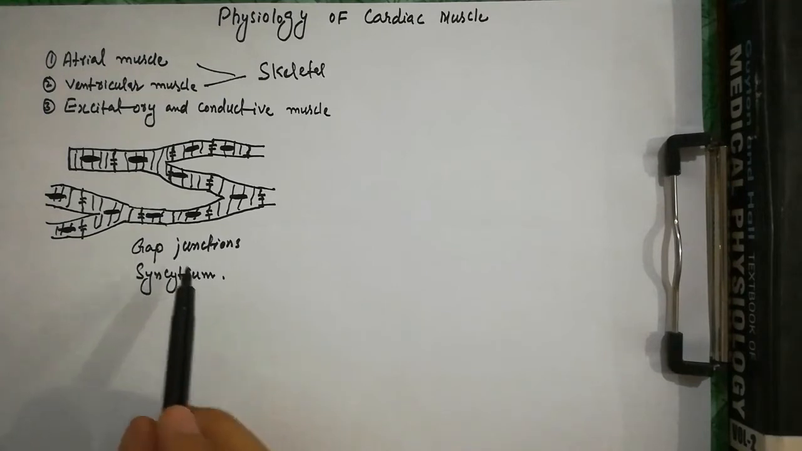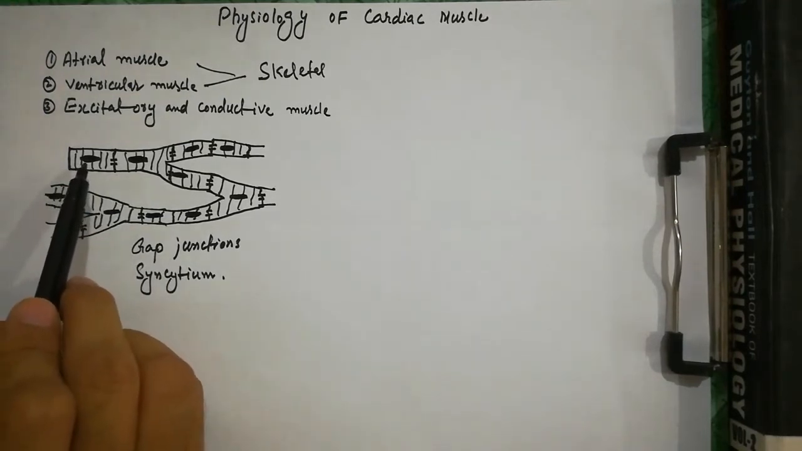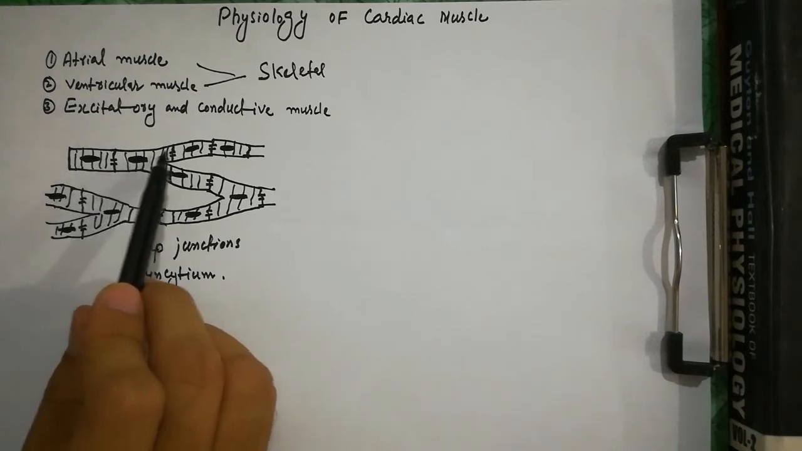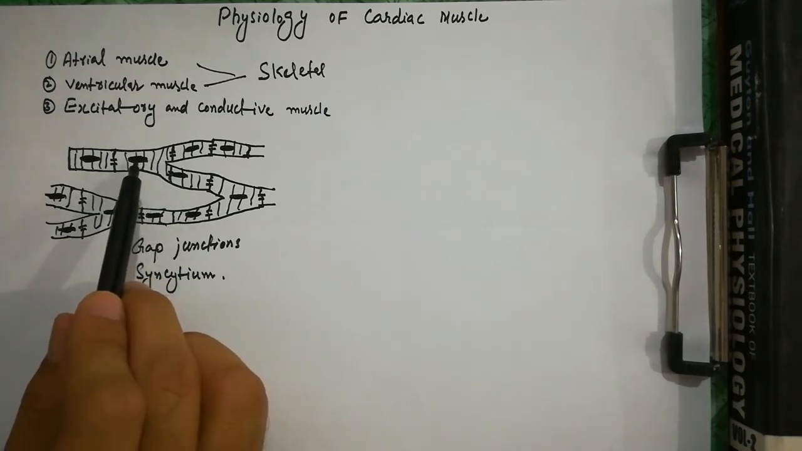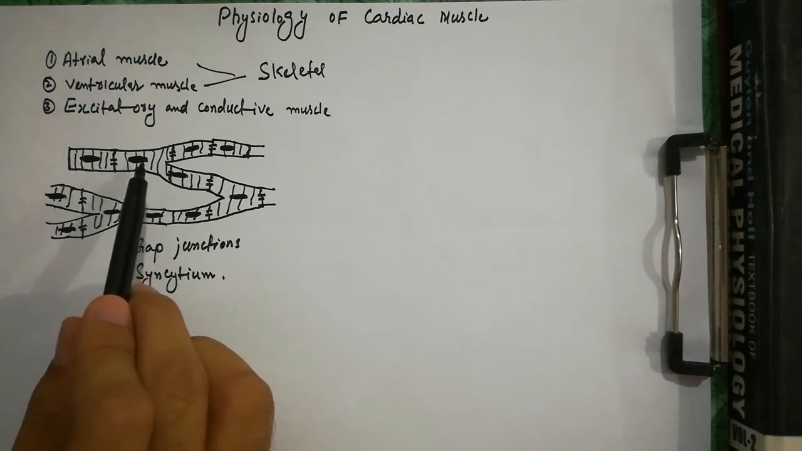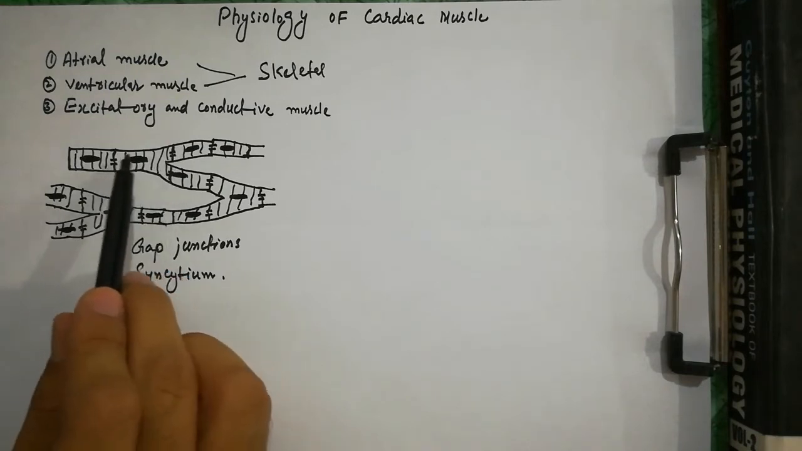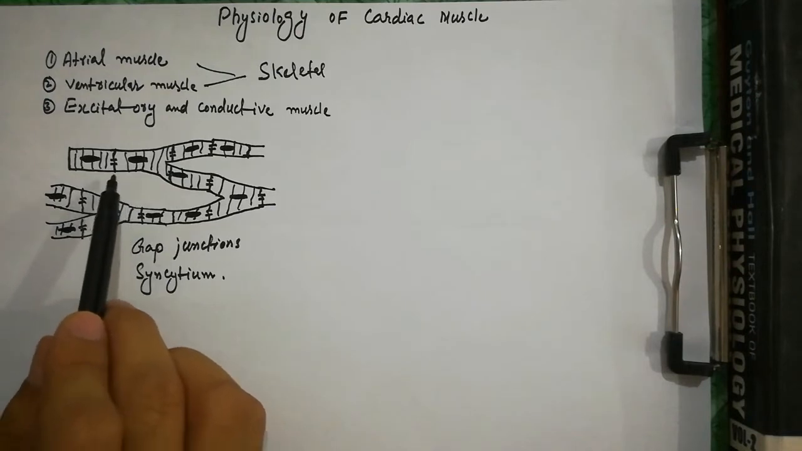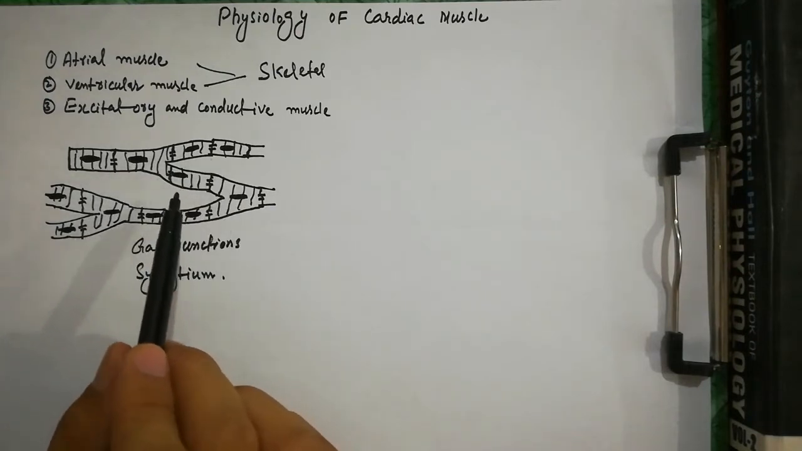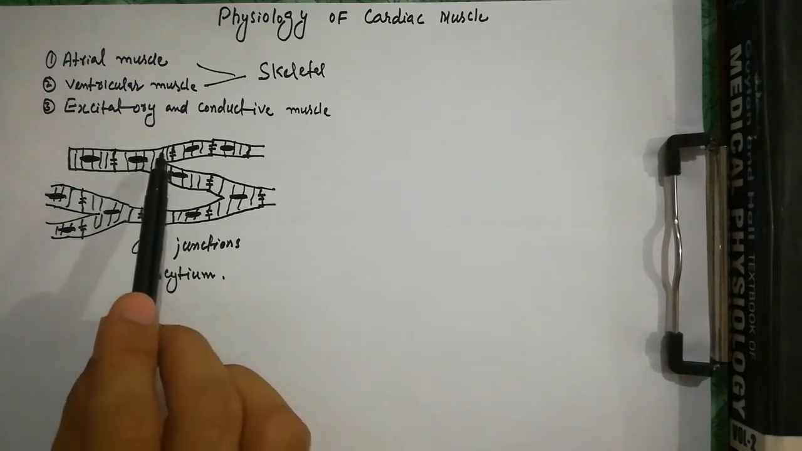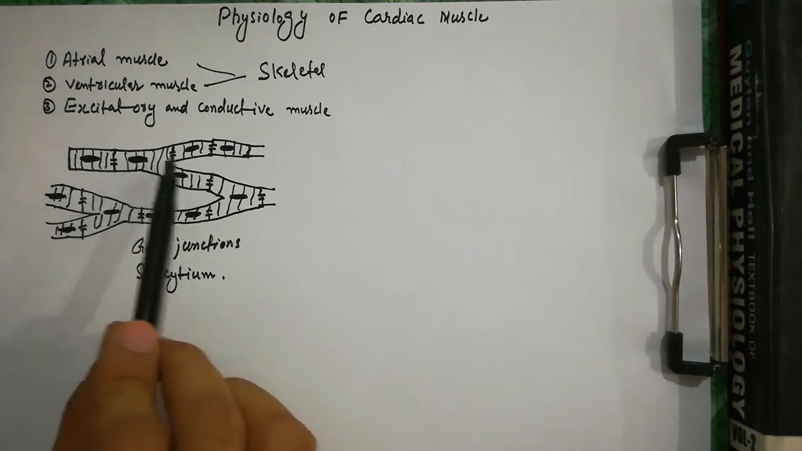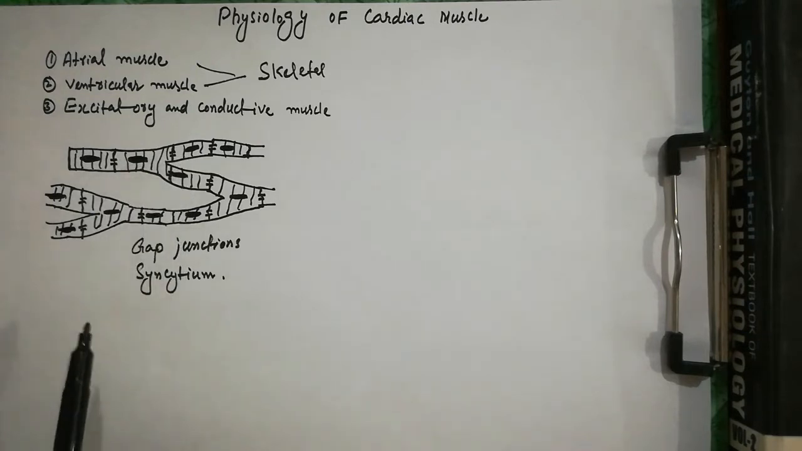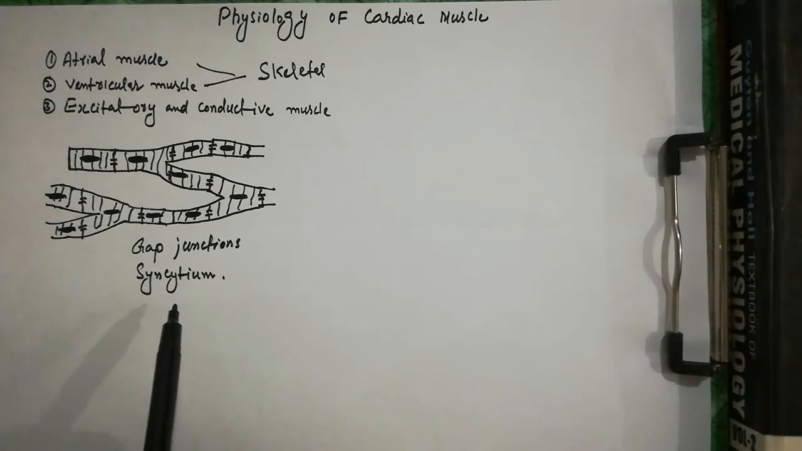Syncytium means the two adjacent cells are interconnected in such a way that if action potential is generated in one cell, then action potential can travel easily into the whole muscle towards all cells. This is called syncytium. Because of gap junctions, because of these interconnections, ions can move from one cell to another cell, and for this reason cardiac muscle is known as syncytium.